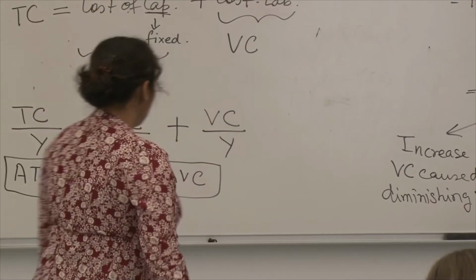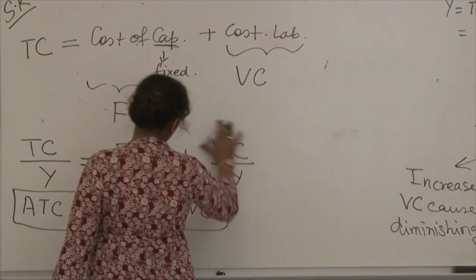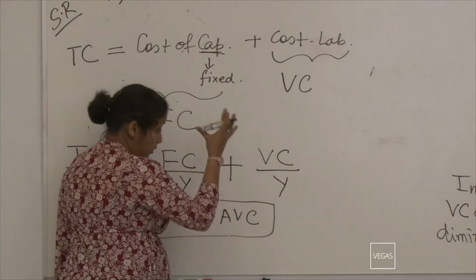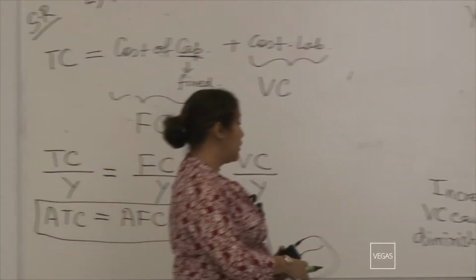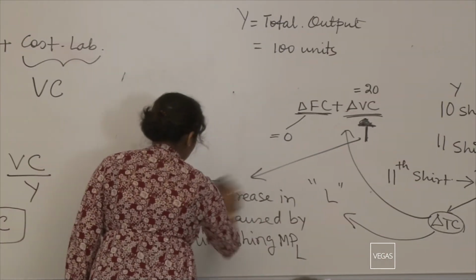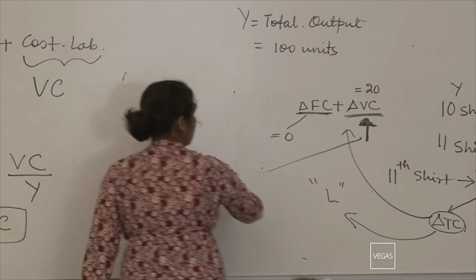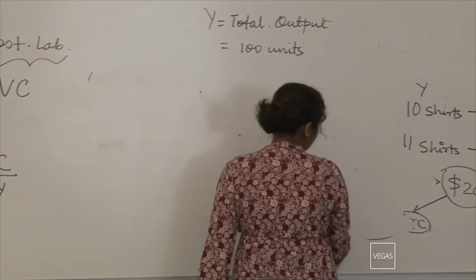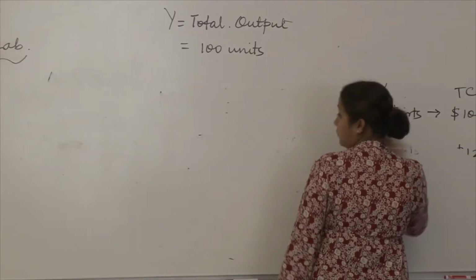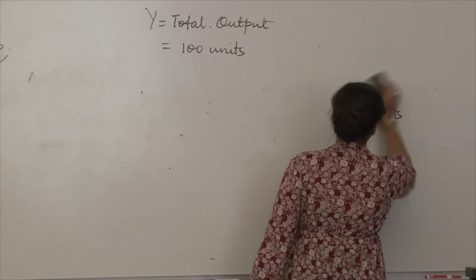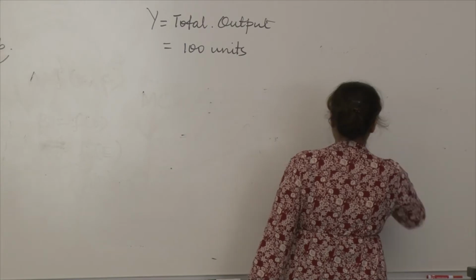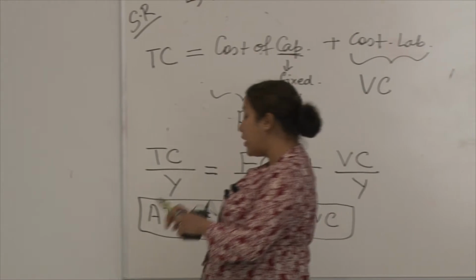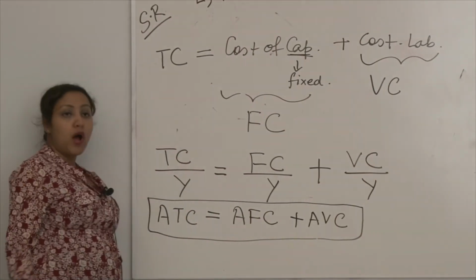Okay. So, that is about this part. So, we know that as y increases, this part increases, right? AVC increases. Let us clear all that out from here. Now, we still have another part which is the AFC. So, that is the fixed cost, that is the cost of capital divided by y.